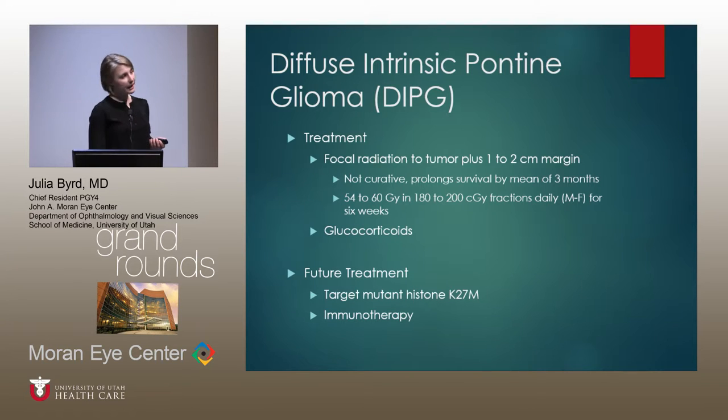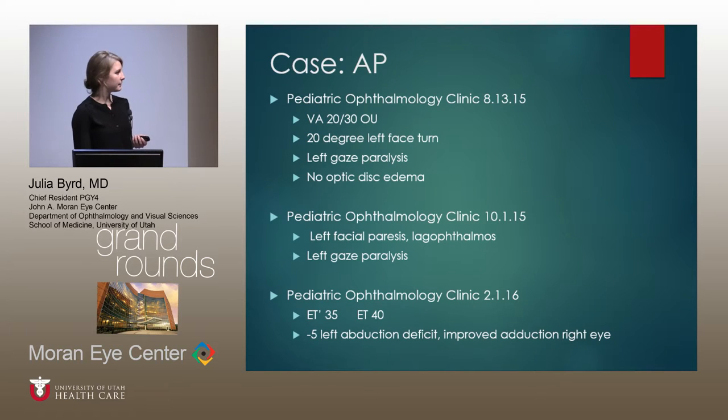There's, of course, research being done into alternative treatment methods, and they've identified this mutant histone K27M in about 80% of cases that is a potential target, and they're starting some clinical trials. Nothing that's imminently going to be available. And then immunotherapy is another target. There are a few clinical trials with vaccines targeted against the pontine glioma. But again, nothing that's imminently going to be out.